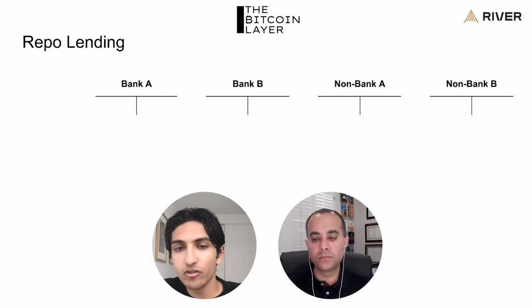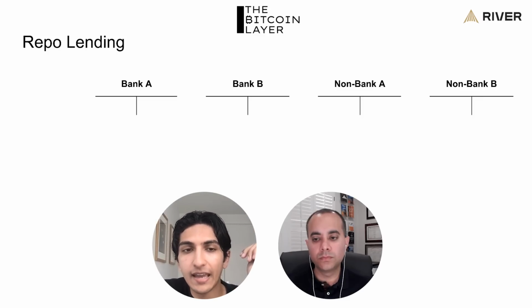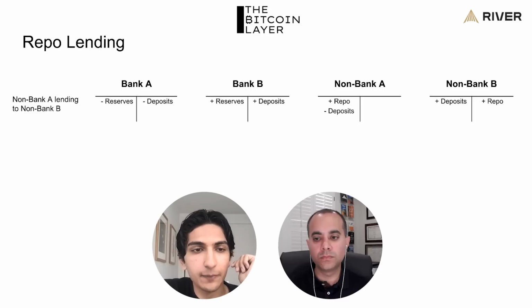So here there's all sorts of repo loans that can happen. The bank can make a repo loan to a non-bank, a bank can make a repo loan to a bank, a non-bank can make a repo loan to a bank, and then two non-banks can make a repo loan to each other. So we can walk through what each of those looks like. The first one is that a non-bank here lends to another non-bank.